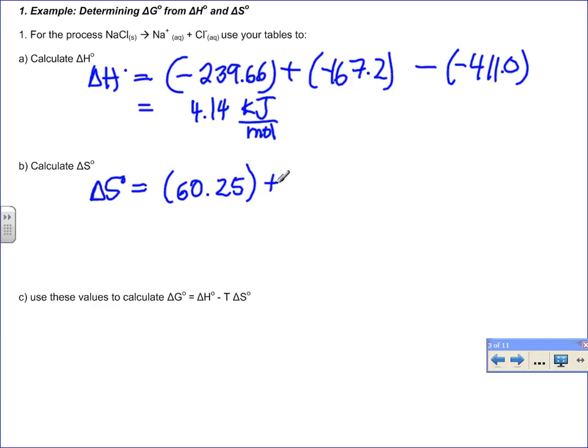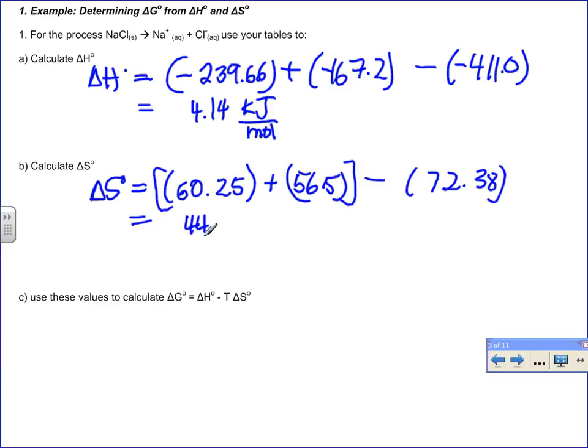The delta S naught for this, also taken from the tables, is calculated in the same way. We take the entropies of the products and we subtract the entropies of the reactants. The units for this are joules per Kelvin, and for this process it's 44.37 joules per Kelvin. So as expected, dissolving the salt in water leads to an increase in entropy. Recall that ions have more options for how they organize in the solution, and therefore it's an increase in entropy.